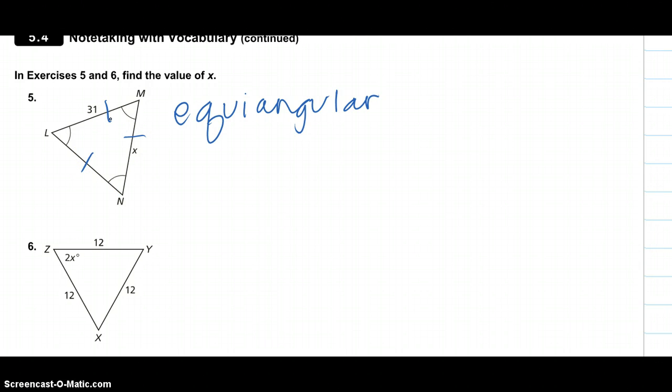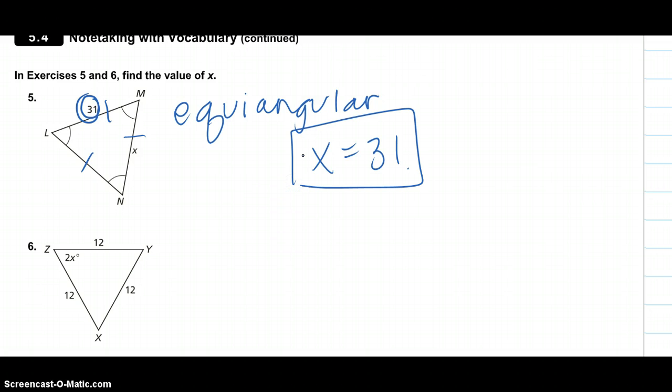X is on one of the legs, and I notice here that one of the legs is 31. So if it's equiangular, and that means it's equilateral, that means that X will also be 31. So your explanation would be that if you have an equiangular triangle, it's also equilateral.